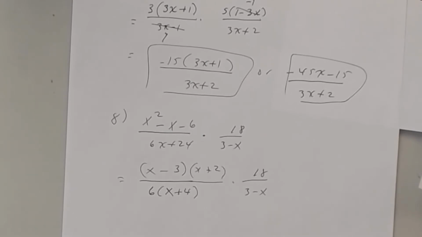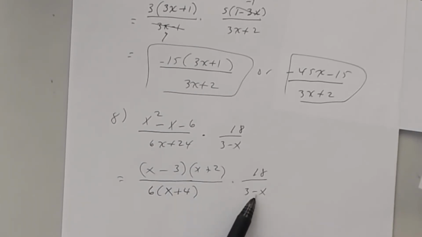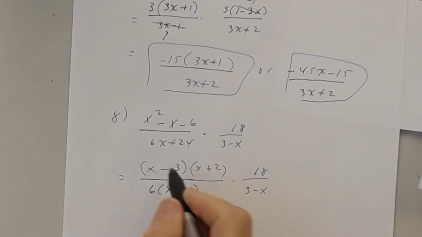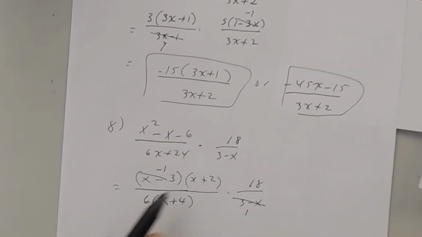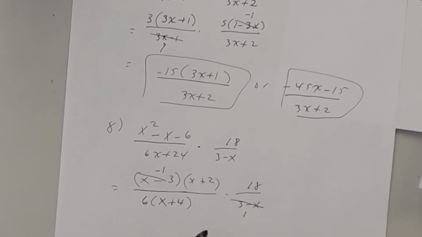So once you factor, what's the next step? Reduce. What's the first factor you see? Will that reduce with anything in the denominator? Yes, because this one and 3 minus x are opposites. So I'm going to cross these out. This factor is going to be 1, and this factor will be a negative 1. The next factor you see is x plus 2. Is x plus 2 a factor in the denominator? The next factor is an 18. Will that reduce with a factor in the denominator?